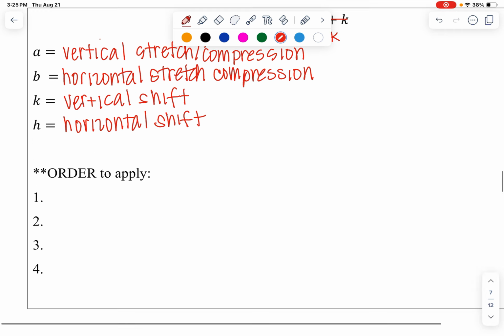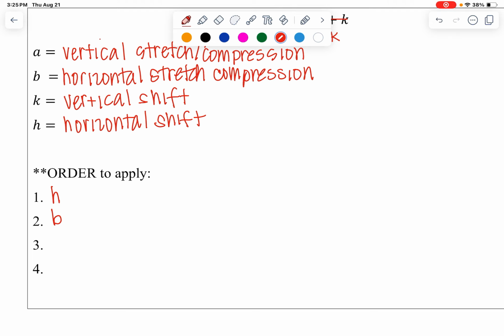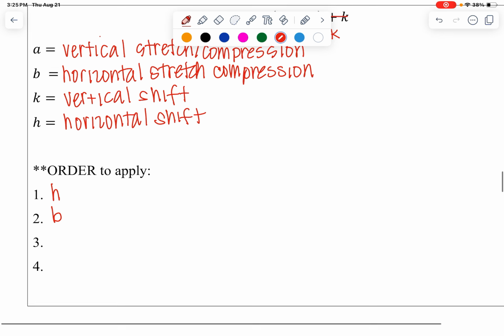Okay, now the order is important on which you do these. So the first variable that you're going to have to look at is H. That is the horizontal shift, left or right. And then B, as a reminder, is the horizontal stretch or compression, and also if there's a horizontal reflection. Then A, which is the vertical stretch or compression, along with a vertical reflection if that's in there.